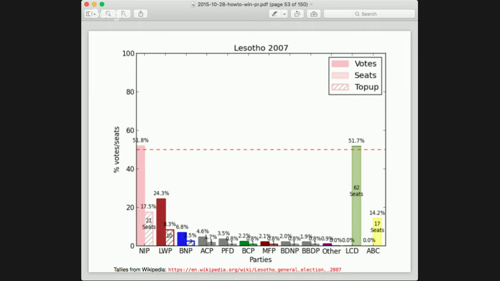is, hey, voters, give us all of your riding votes for the local candidates, and give all of your party votes to our friends. And then we'll get all of these seats and all of these seats, and we'll have all the power.